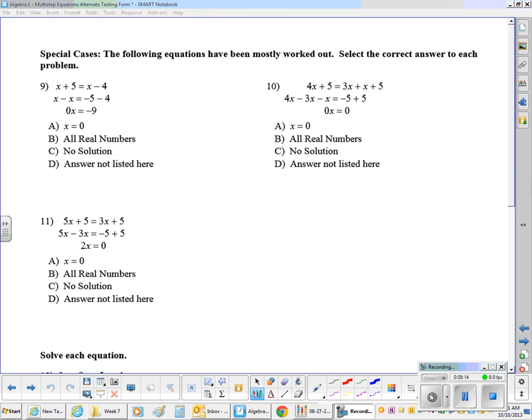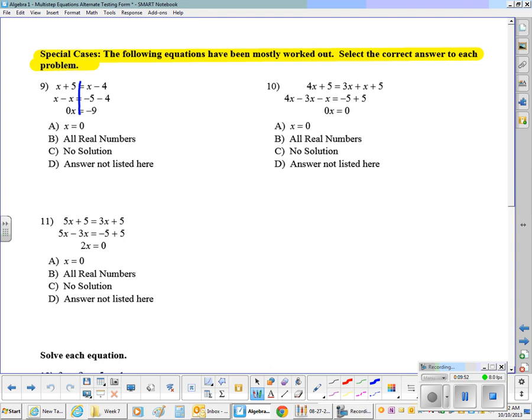This next section of the test is on special cases. And one thing that I really want to emphasize is that you need to read the directions on this section very carefully, because the directions are not like the ones you're used to. Okay? So if we read these directions, it says the following equations have been mostly worked out. Select the correct answer to each problem. What that means for us is this is actually a problem where they didn't draw the line, but they did cross the line, change the sign, and they almost finished the problem, but they left the last step where you actually tell me what the answer is off.